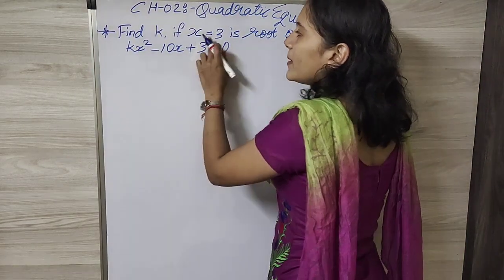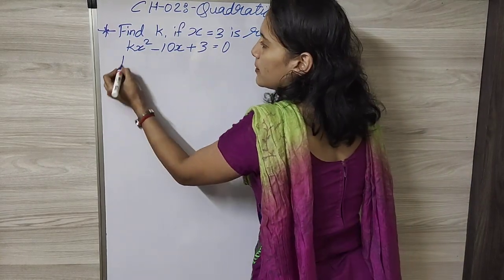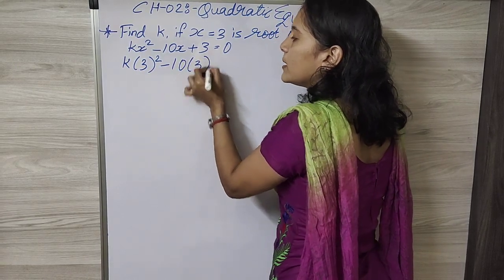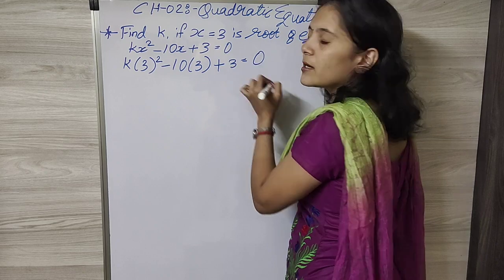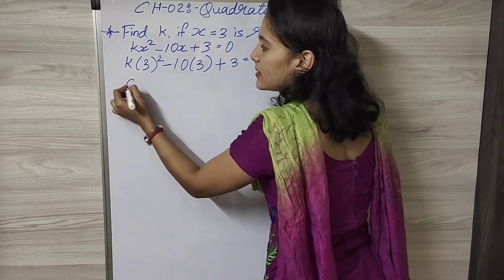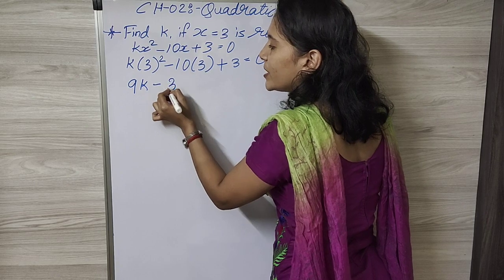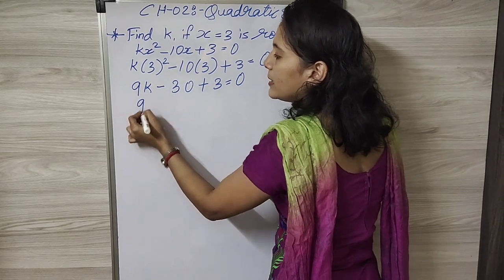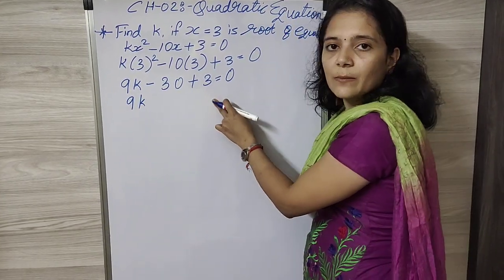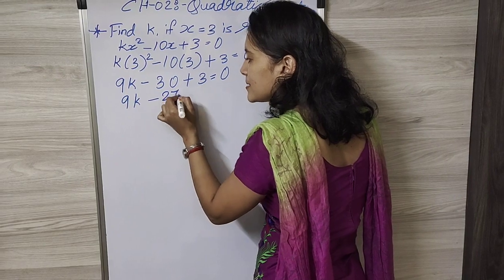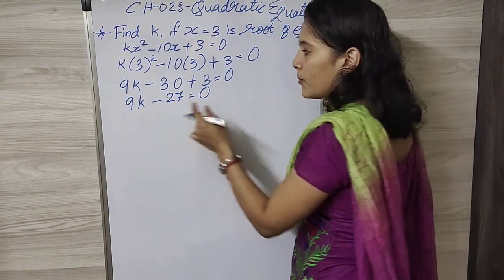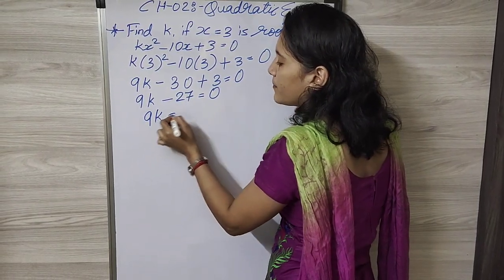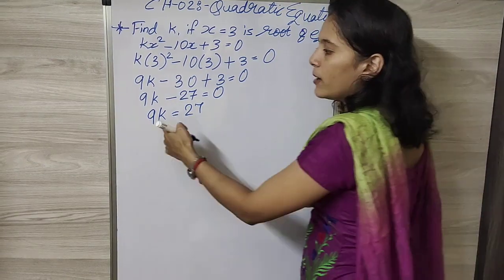So I am going to replace x is equals to 3 in this equation. K into 3 the whole square minus 10 into 3 plus 3 is equals to 0. 3 square, that is 9k minus 3 tens are 30 plus 3 is equals to 0. 9k minus 30 plus 3 becomes minus 27 is equals to 0. Now this is minus 27. We'll shift it to this side. It will become plus 27.